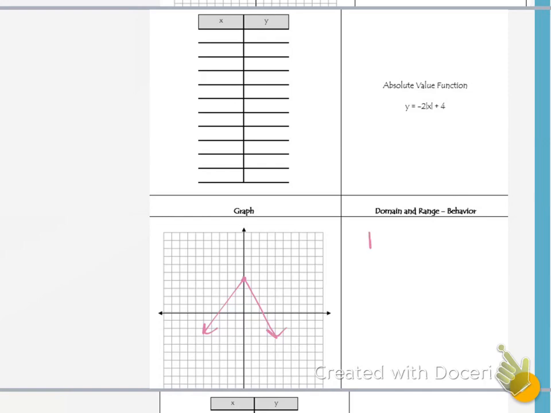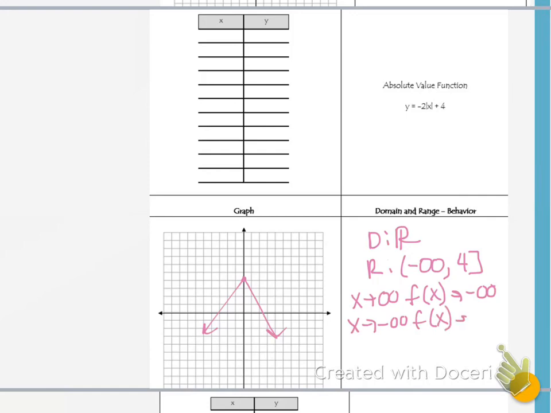Okay, so my domain, it's going left and right, so all real numbers. My range, it's going from -infinity and it stops. The highest it goes is 4 and it includes it. So the right side of my graph is going to -infinity. It's going down. The left side of my graph is also going down, so -infinity again.